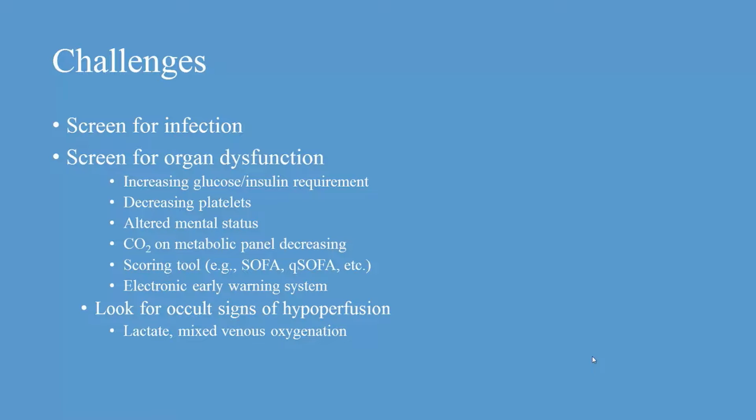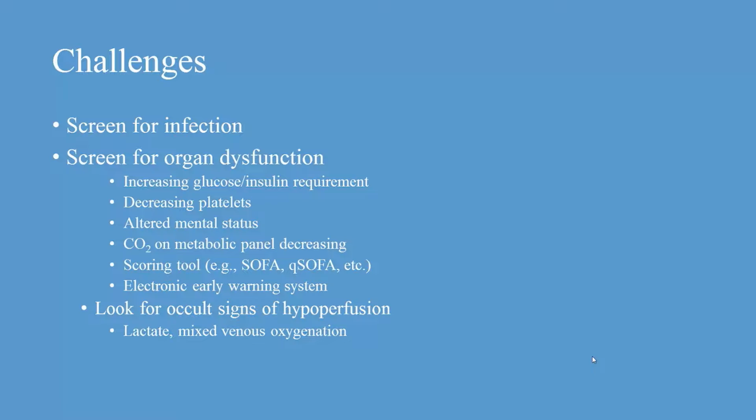But looking specifically, some of the common things that are being measured but oftentimes neglected: if their blood sugars are creeping up, or their insulin requirement is increasing, if their platelets are starting to drift down. They've got that altered mental status, which is a non-specific thing but oftentimes a key indicator. If the CO2 on a metabolic panel is decreasing. And then maybe these scoring tools like SOFA and qSOFA could be helpful.